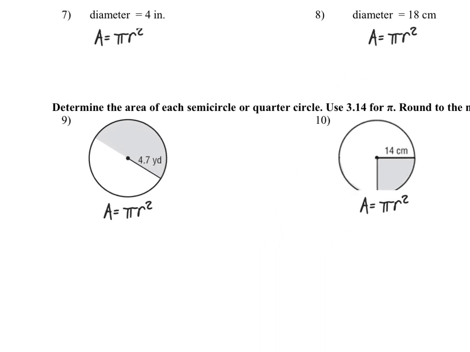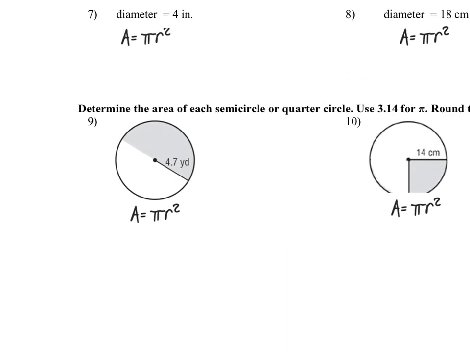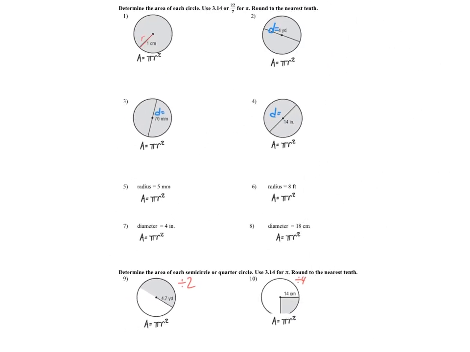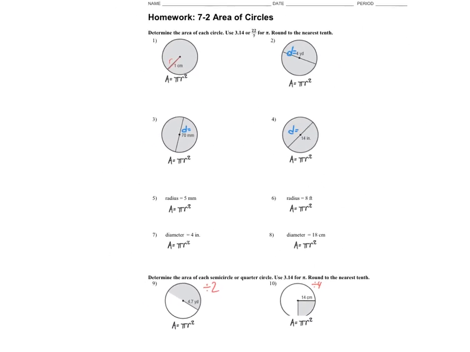On these last 2, 9 and 10, same formula, but when you get done, your final answer on number 9, because you're talking about a semicircle, is half. On number 10, you're talking about a quarter section, so your final answer is going to be divided by 4 when you get finished. If you have any questions, guys, please ask. I'll do everything I can to help you out on this section.